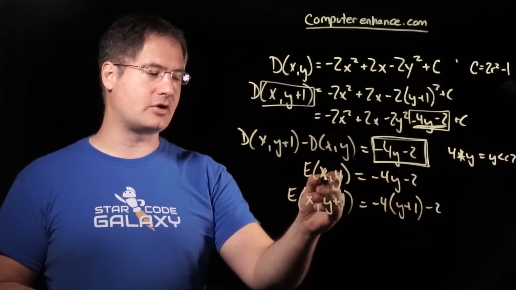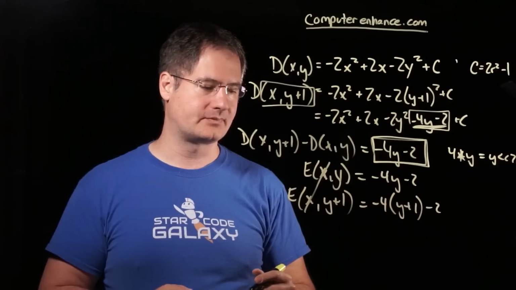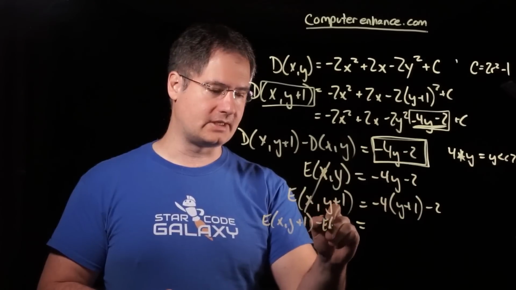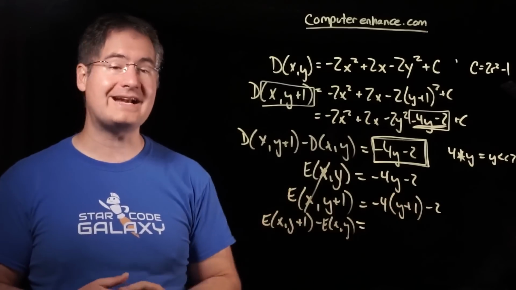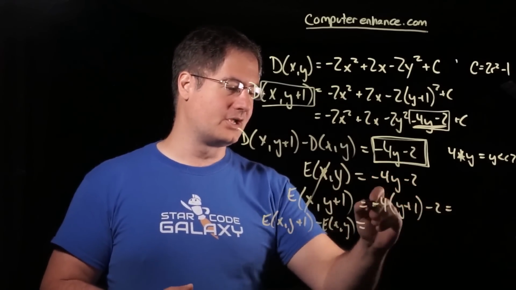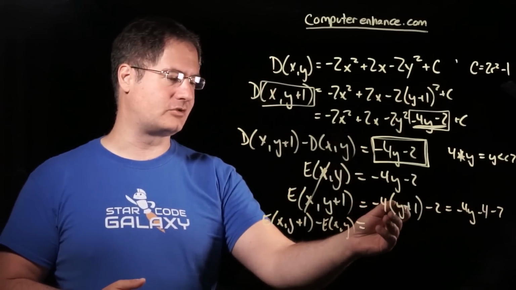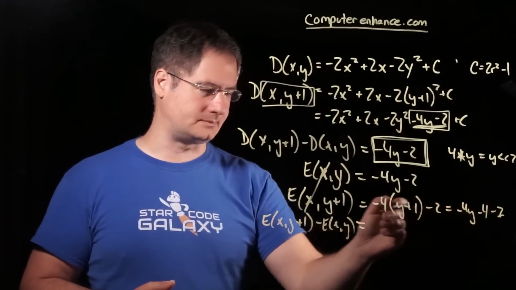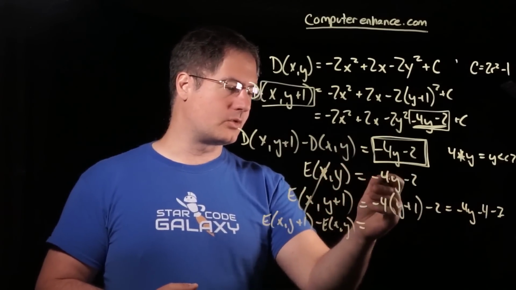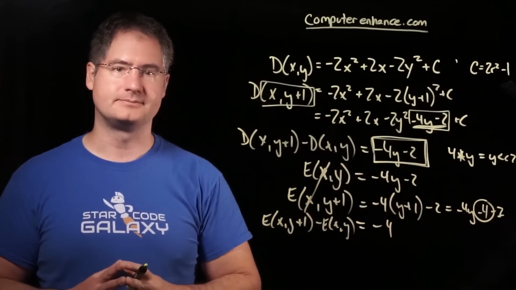Now you'll notice x is no longer involved, so really we don't even have to think about x if we don't want to, however you want to do the notation. If we then do the exact same procedure, y plus 1 minus e of x, y, all we will see is that everything cancels exactly as it did before. So negative 4y, negative 4 minus 2. Right? That's what happens if we do this y plus 1. We end up with this. So if we do our subtraction now, the 4y's cancel, the negative 2's cancel, and we're just left with negative 4. That's all we've got.